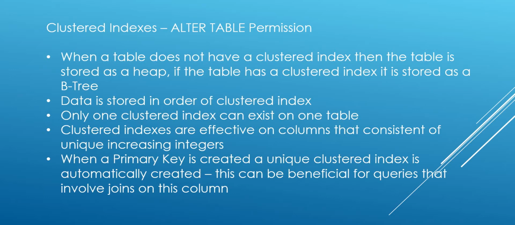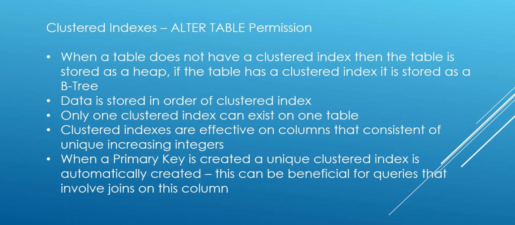We can only have one clustered index on one table, and clustered indexes are effective on columns that consist of unique increasing integers such as a primary key. And in fact, when you create a primary key on a table, a unique clustered index is automatically created. So you might not have known that, but as soon as you add a primary key, an index is created. And that can be beneficial on queries that involve joins.